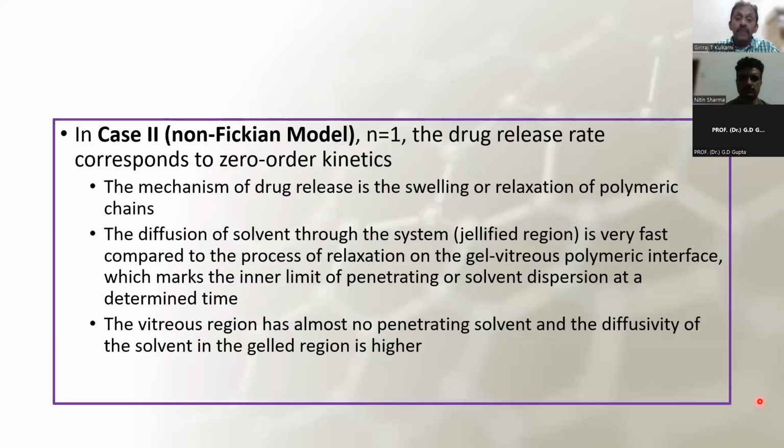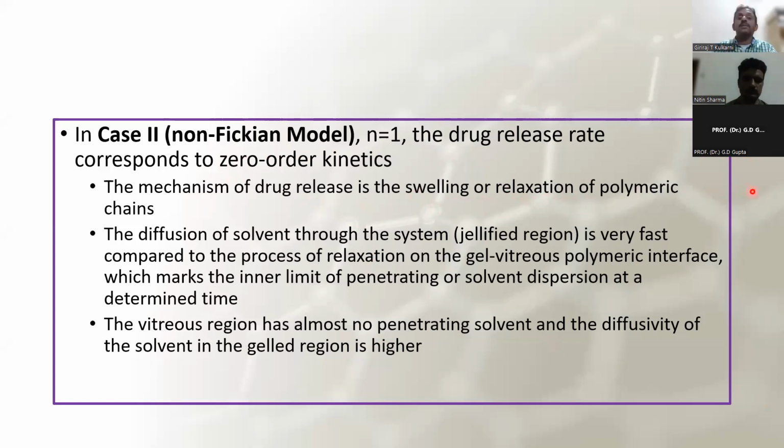Case 2, non-Fickian, where n is exactly equal to 1. Drug release corresponds to zero order kinetics. In Fickian diffusion, drug release is diffusion controlled, and Higuchi's model can be applied. If n is equal to 1, it fits into zero order kinetics. The mechanism of drug release is swelling.